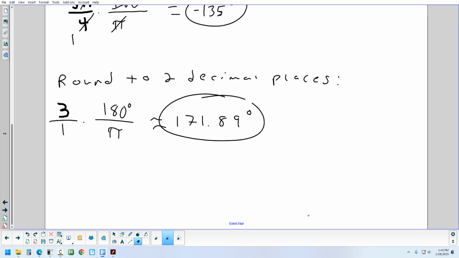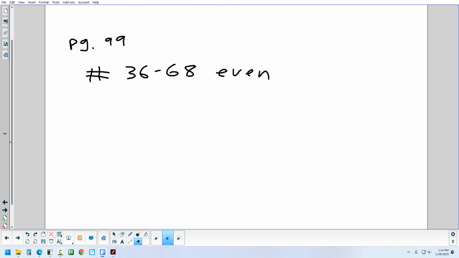Any questions on converting between radians and degrees? Probably tonight with the homework, but not at the moment. Okay, well, you only have 2 options. It's either 180 over pi or it's pi over 180. Those are the 2, all the time.